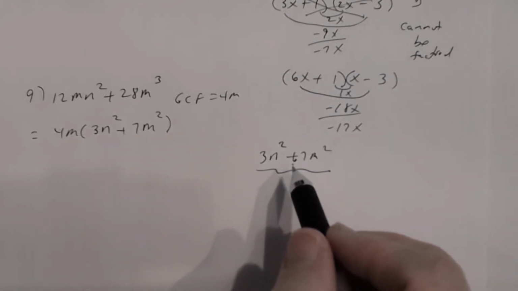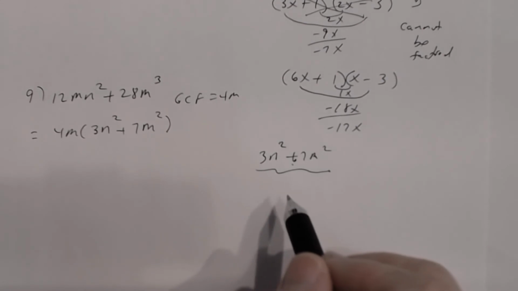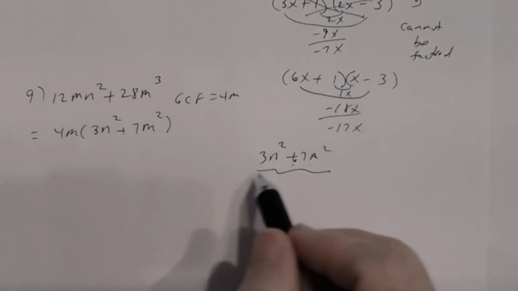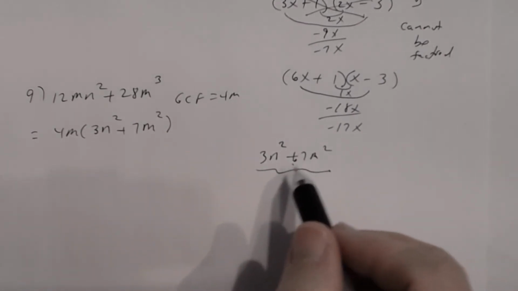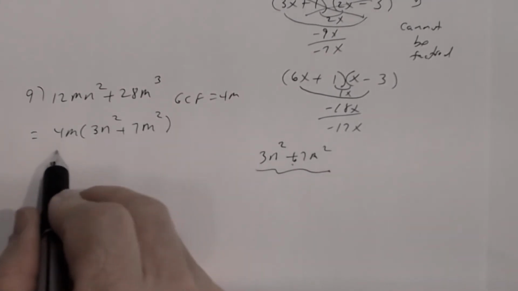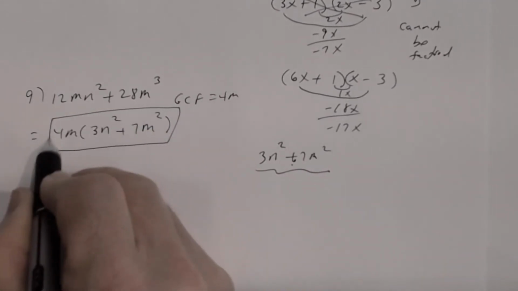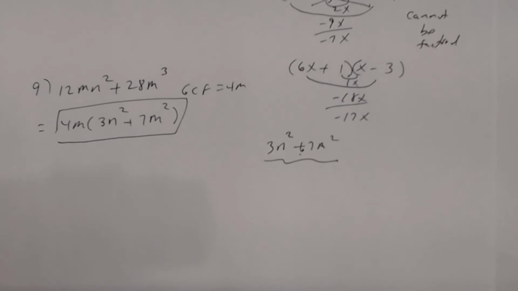Even if it was, remember the sum of two squares you cannot factor. You just can't do anything with it. It's just a binomial that cannot be factored. So there's your answer. You're done. Okay? All right, number 10.